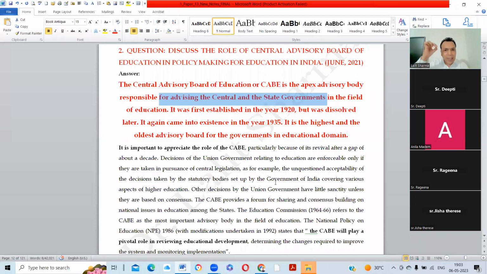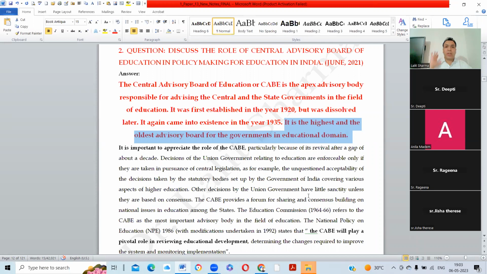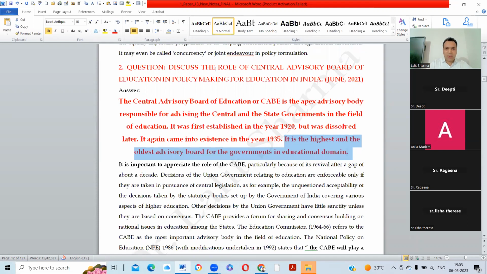So in your first answer, you can also talk about the CAB, because what is the role of a CAB? CAB is the apex body which gives instruction and advice to the central and state government in the field of education. Okay, it was first established in 1920 but was dissolved later. It again came into existence in the year 1935. It is the highest and the oldest advisory board for the government in the education domain. Right? So guys, under this question, what you have to do, discuss the role of a CAB.